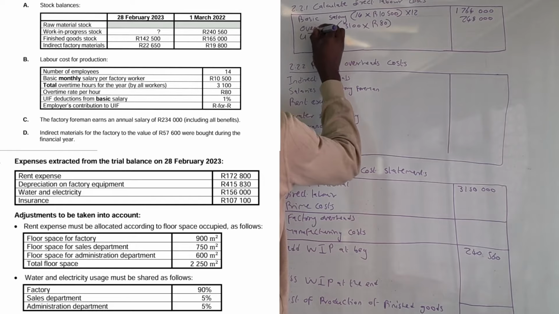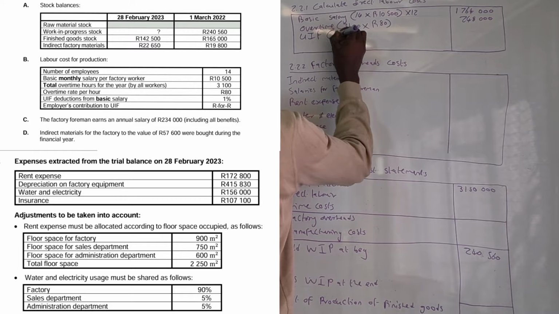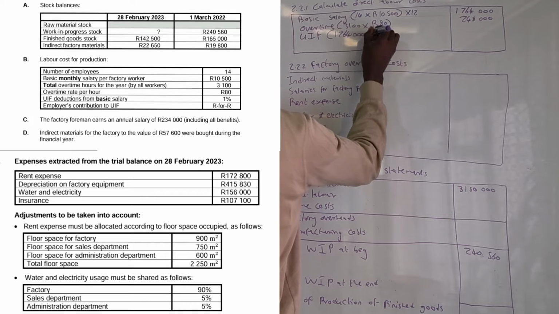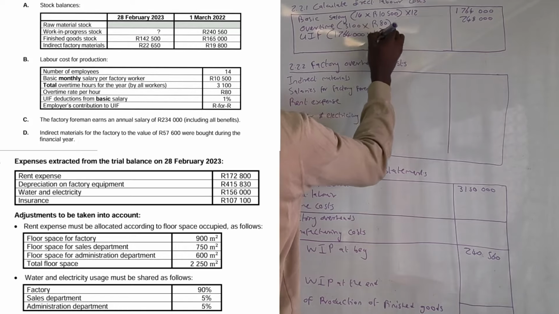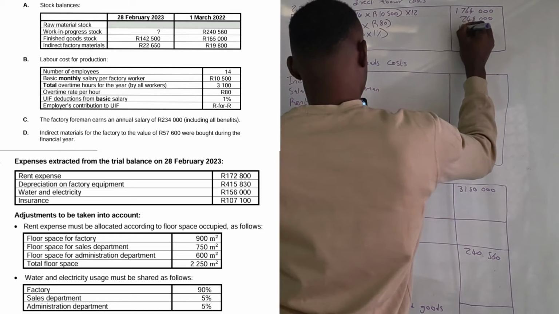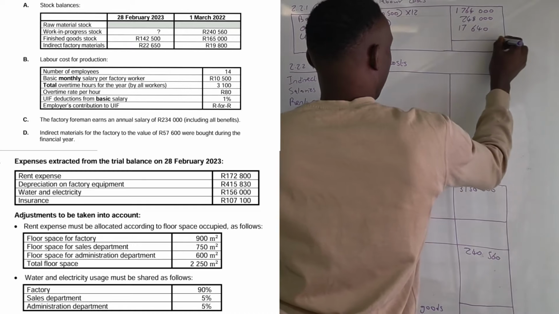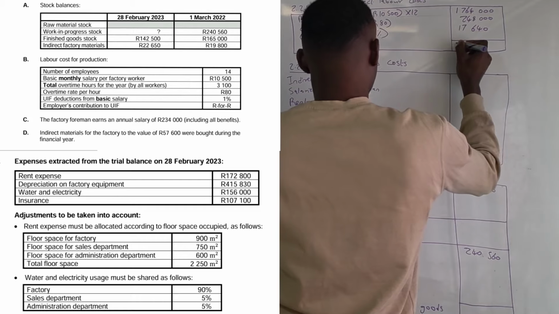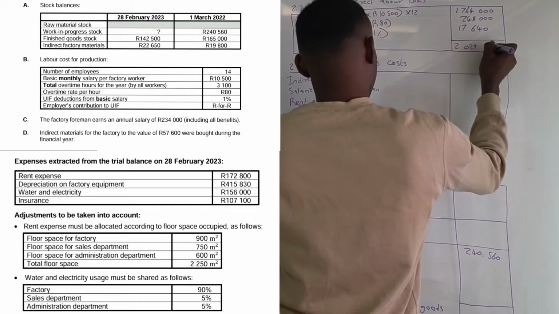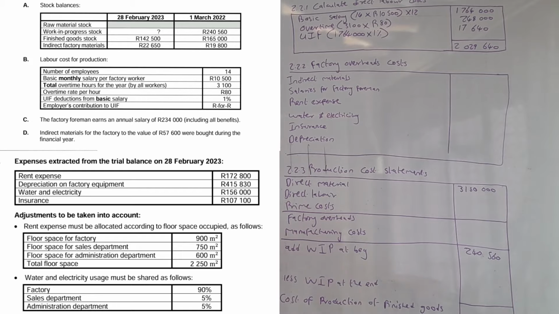UIF contribution, they say that it's 1% of basic. Basic is 1,764,000 multiplied by 1%. It's going to give you the amount of 17,640. After that, now you can calculate the total of 2,029,064. That's how you calculate it, guys.